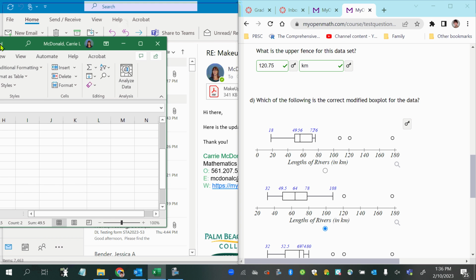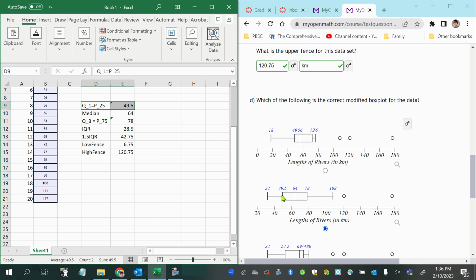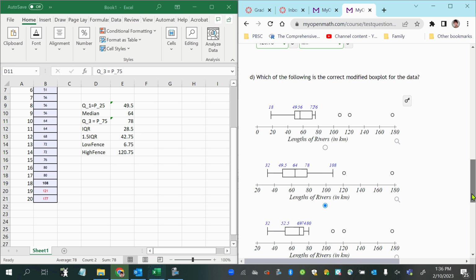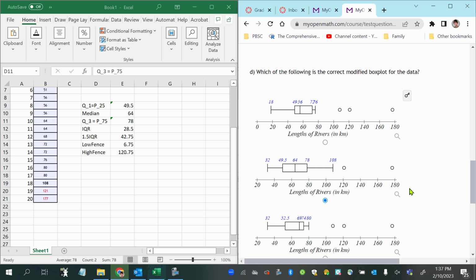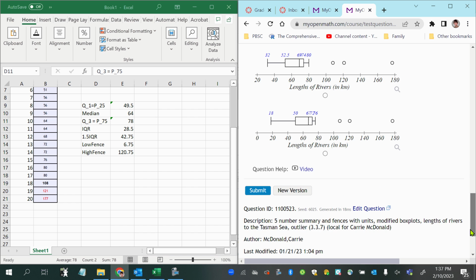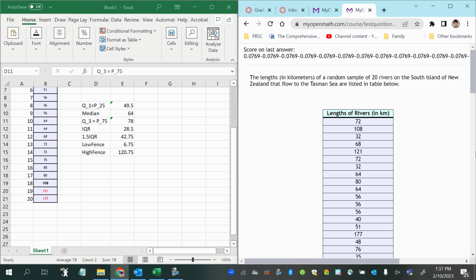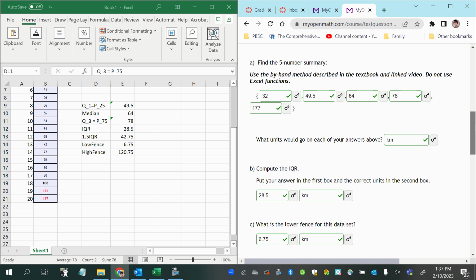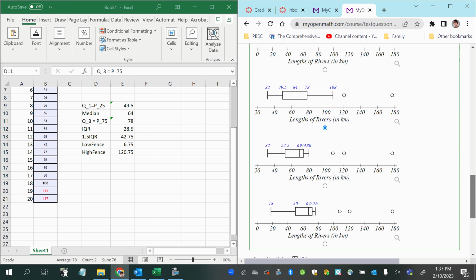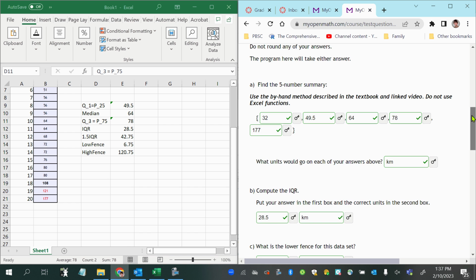Right side. And so here, right there. And then for the third quartile. And it's good. So I hope that was helpful.